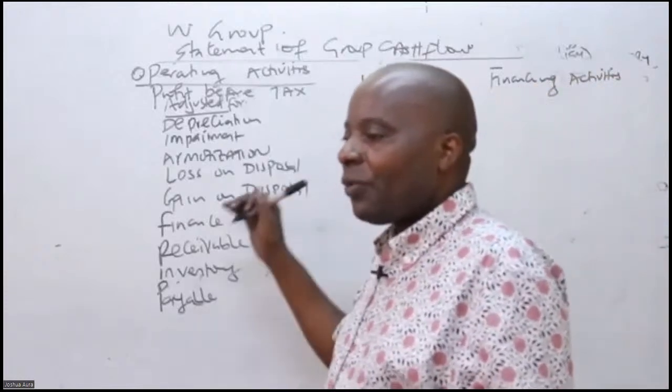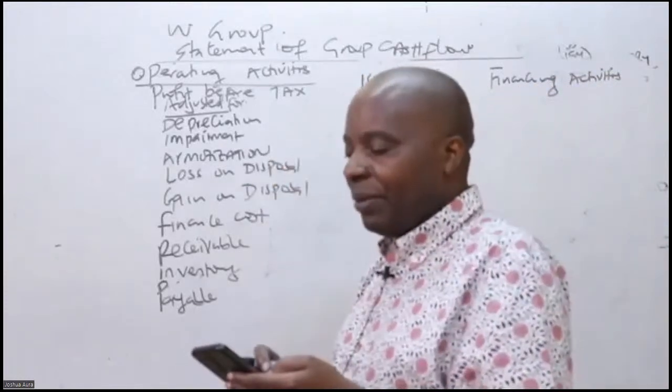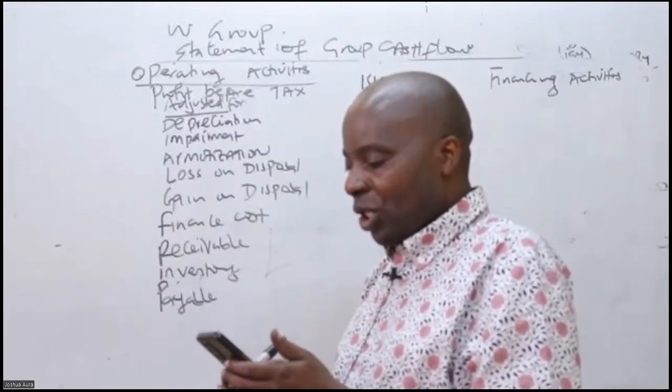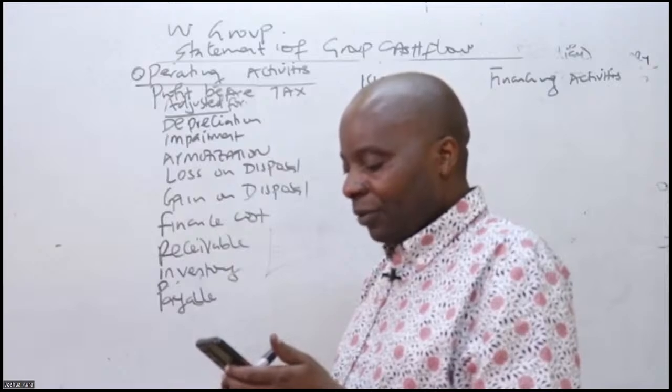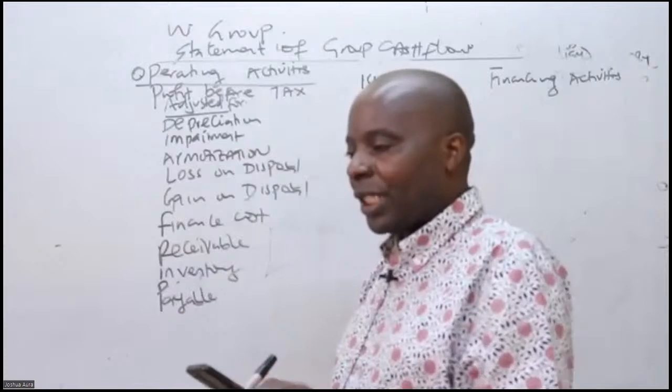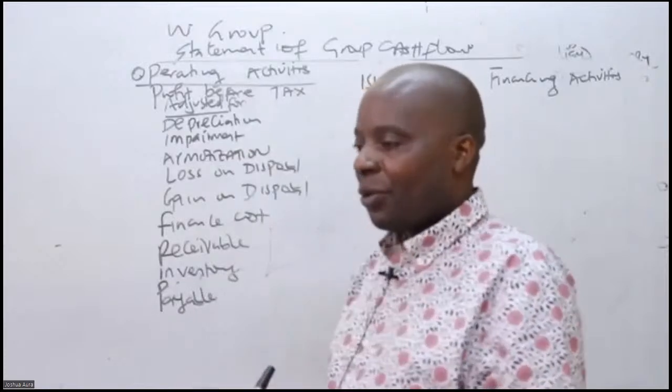PBT, Terry, what have we done with PBT? We've taken the PBT for the continuing. I hope you're able to see PBT for the continuing from the statement of P&L. Are you able to see the profit before tax? Terry there as 1464. Are you able to see that 1464?